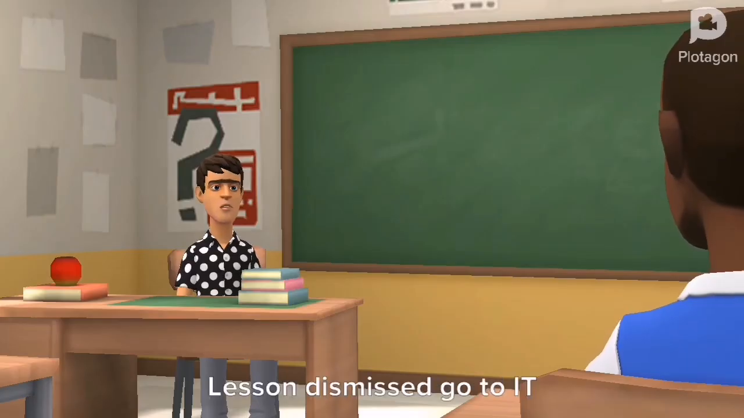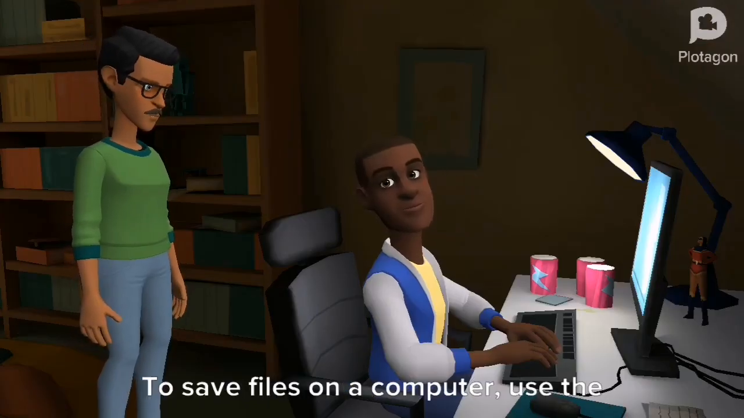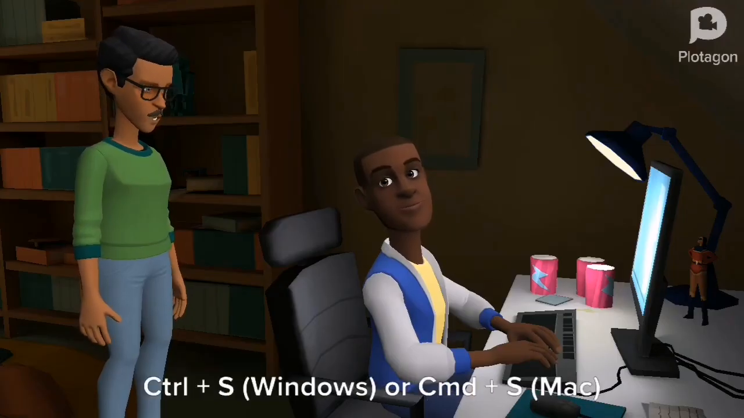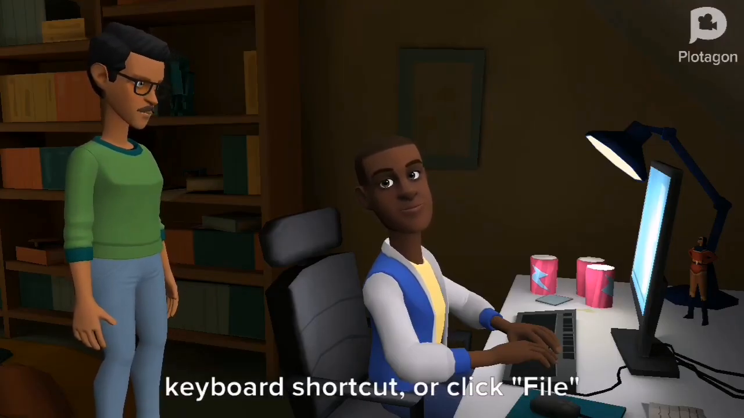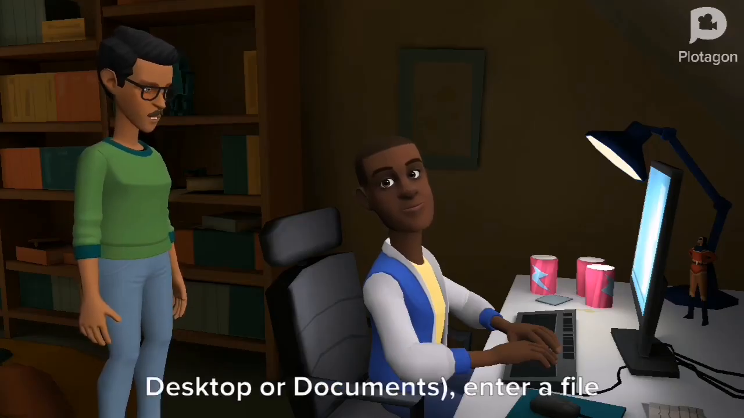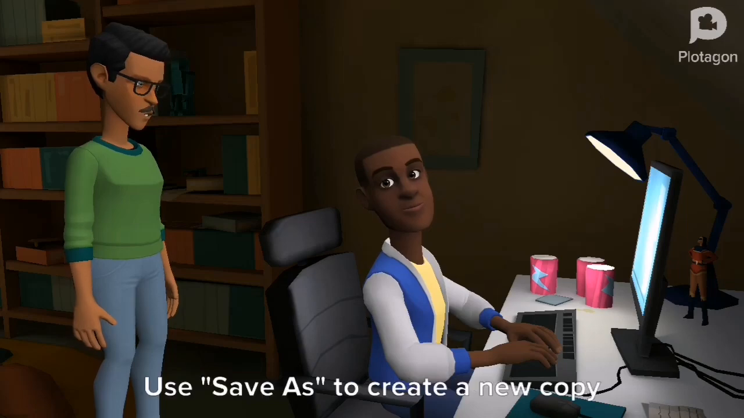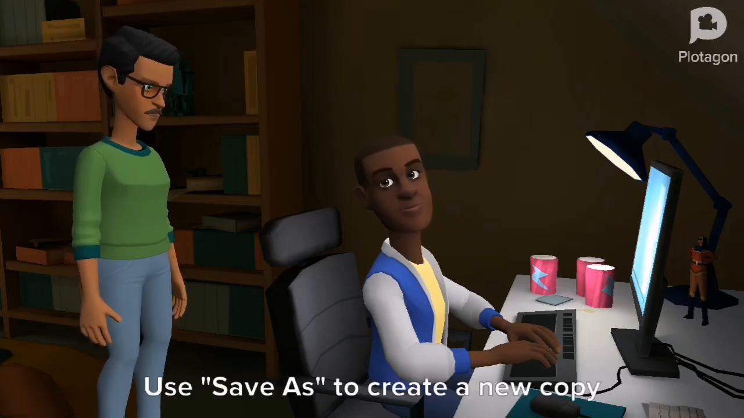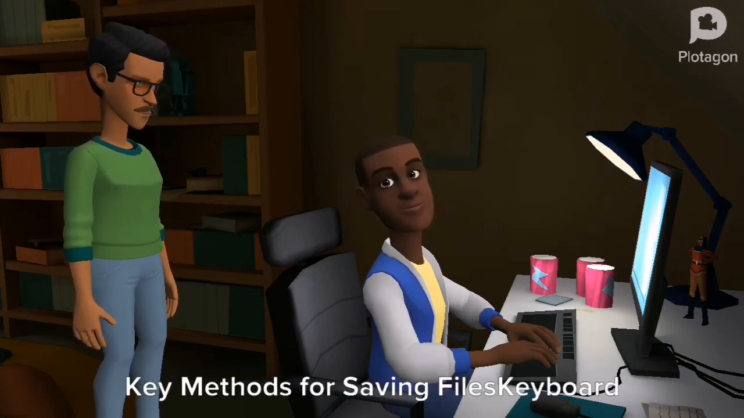Lesson dismissed, go to IT. Today we're learning about saving files. To save files on a computer, use the Ctrl+S Windows or CMD+S Mac keyboard shortcut, or click File, Save. For new files, select a location like desktop or documents, enter a file name, and click Save. Use Save As to create a new copy or change the file location.